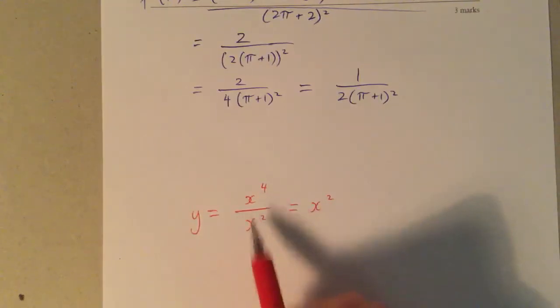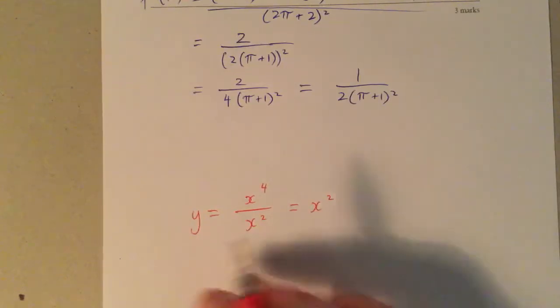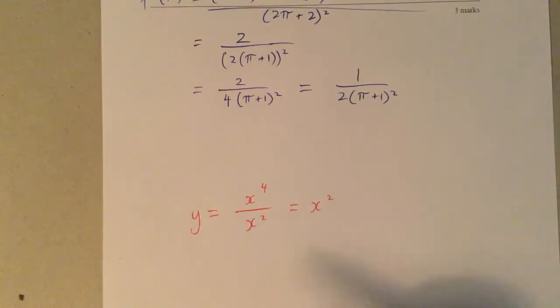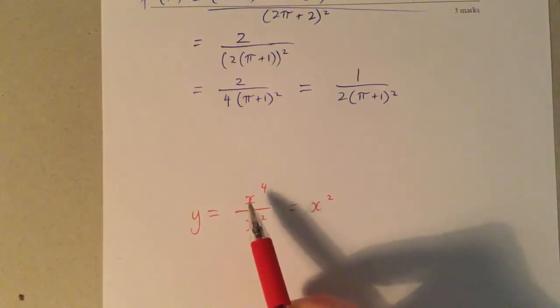So if you see a fraction, don't automatically go to a quotient rule. Think about whether you can do some cancelling to make it a bit nicer. Sometimes there's a quicker way to do things. The quotient rule is a bit of a time-consuming rule. So just a word of warning, right? If there might be an easier way.